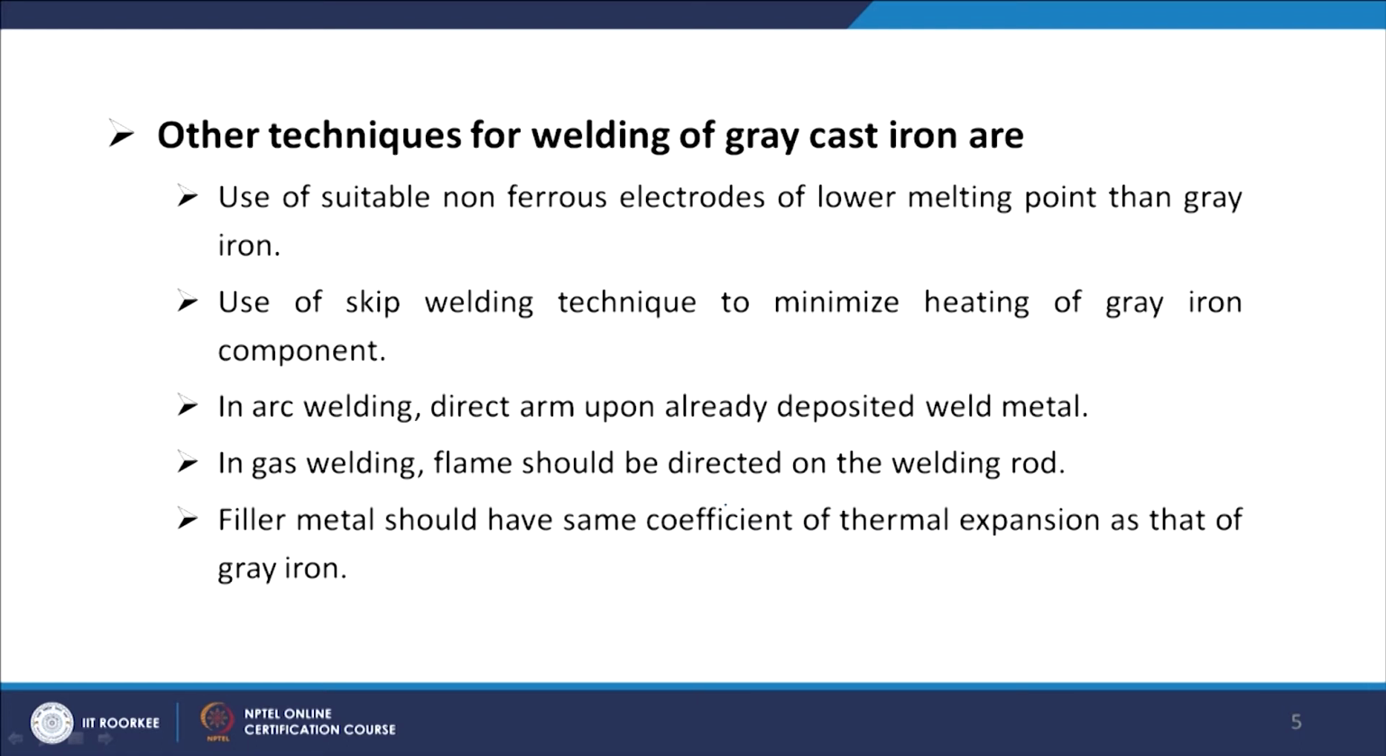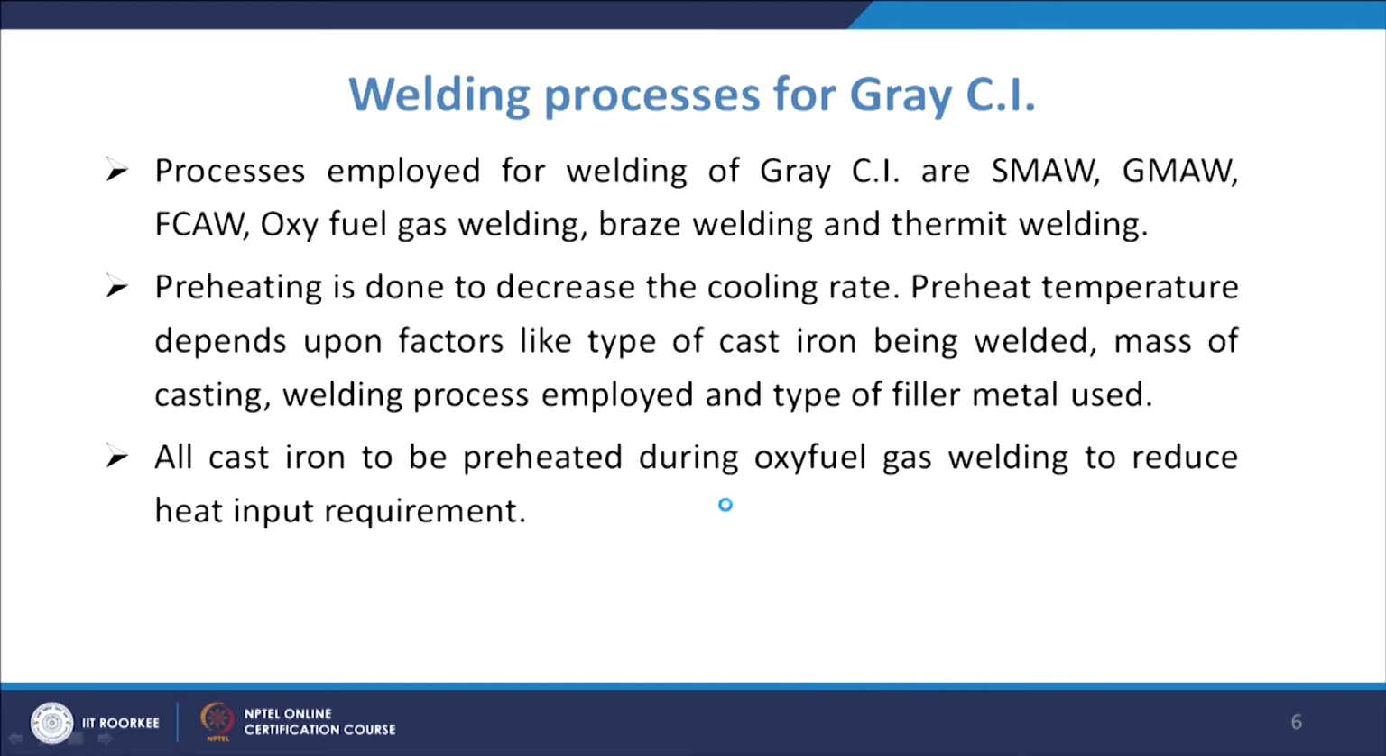Coming to the welding processes for the gray cast iron. The processes which are employed for the welding of gray cast iron are shielded metal arc welding, gas metal arc welding, flux core arc welding, oxy fuel gas welding, braze welding, and thermite welding. So, all these processes are used and can be used for the welding of such cast iron.